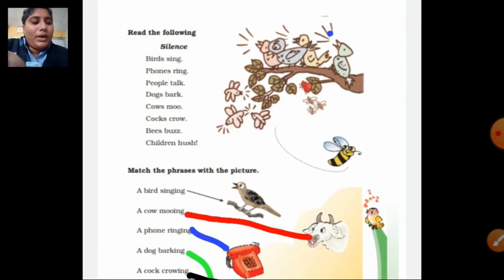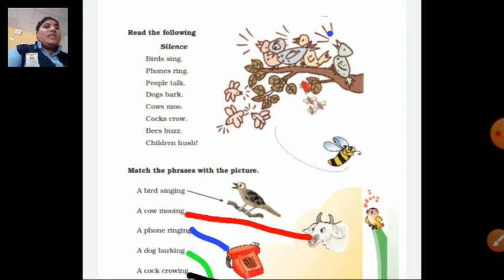We have a poem on the next page. Now, the name is Silence. Silence, no noise. Birds sing. It's about the sounds. The birds can sing. Phones ring. People talk. Dogs bark. Cows moo. Cocks crow. What are cocks? They are the male version of a hen. Bees buzz and children hush, hush, hush.